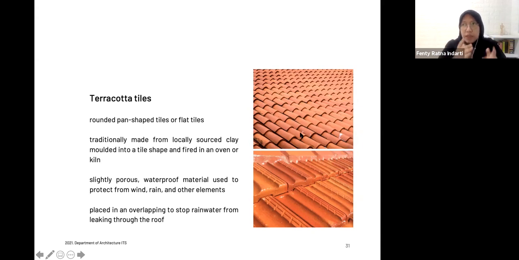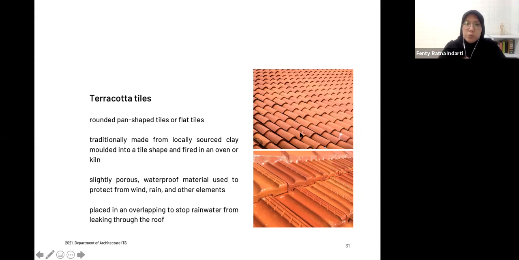That's why each area, for example, in Indonesia, each kabupaten has different moldings, and it becomes the expression of their culture. So if, for example, you buy something in West Java, the shape is not totally the same with East Java. So everything has their own additional design for the terracotta tiles. But this one is made from the traditionally or locally sourced clay.